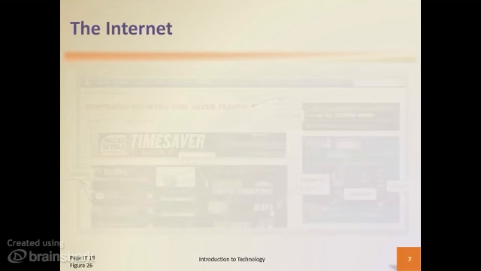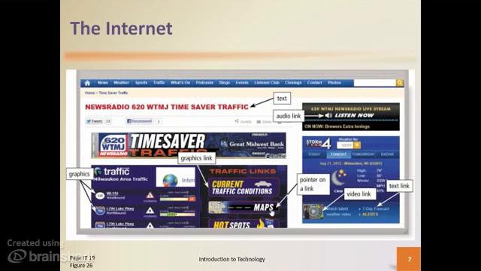The web consists of a worldwide collection of electronic documents, each of which is called a web page. A collection of related web pages from the same source is referred to as a website. And a web server is a computer that delivers requested web pages to your computer or mobile device.